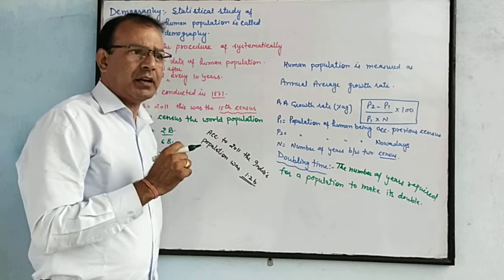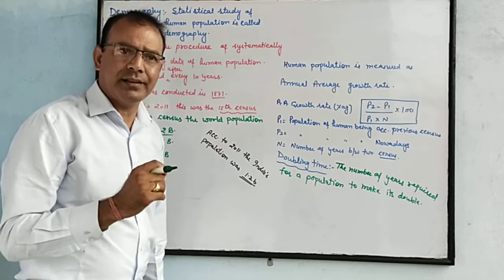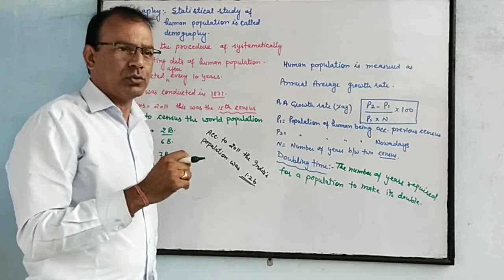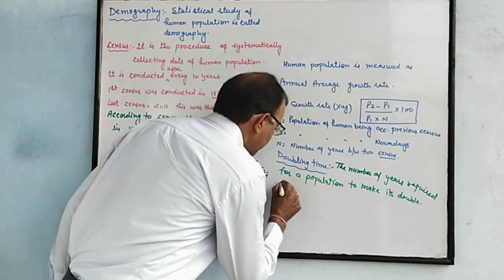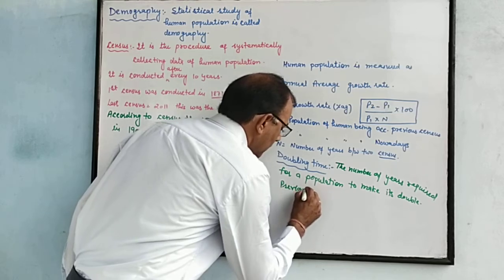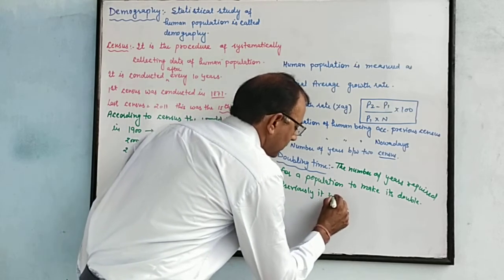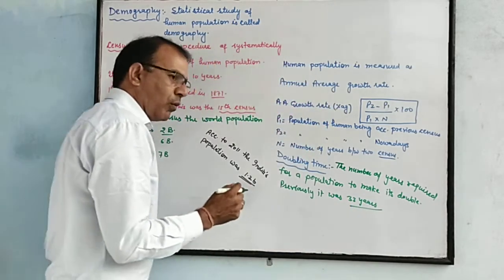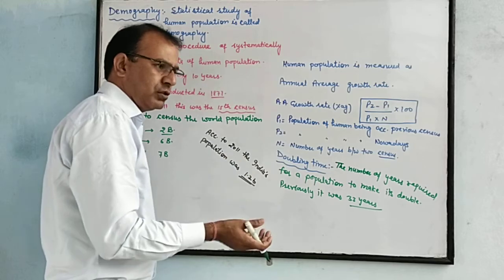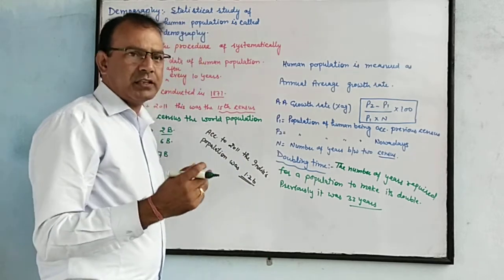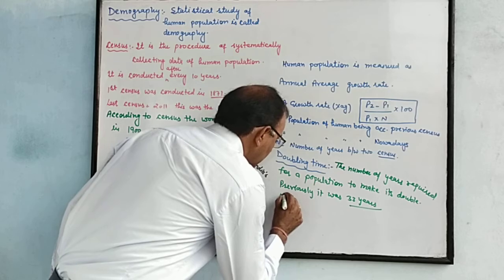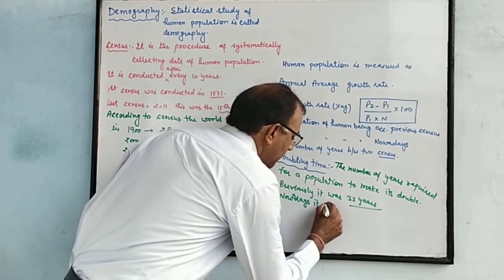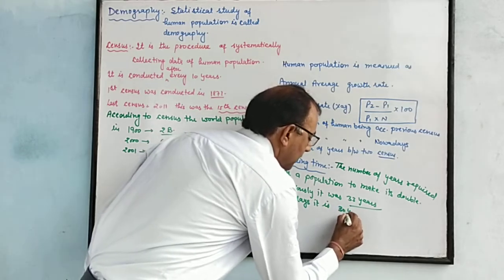Previously, the doubling time period of the population was calculated as 33 years, but nowadays it is reduced to only 30 years. Why is this reduced? Due to the increasing population rate.